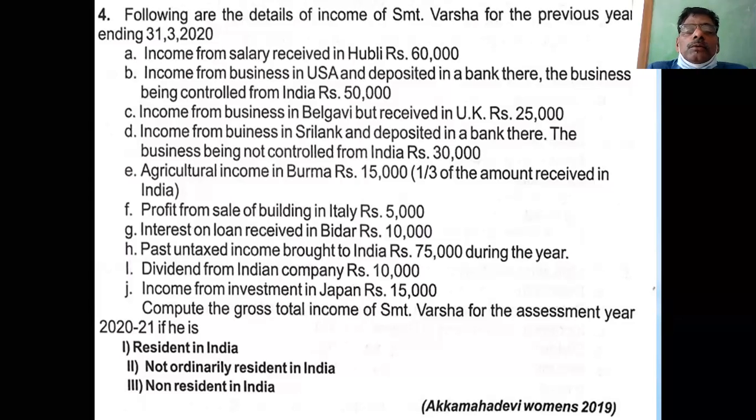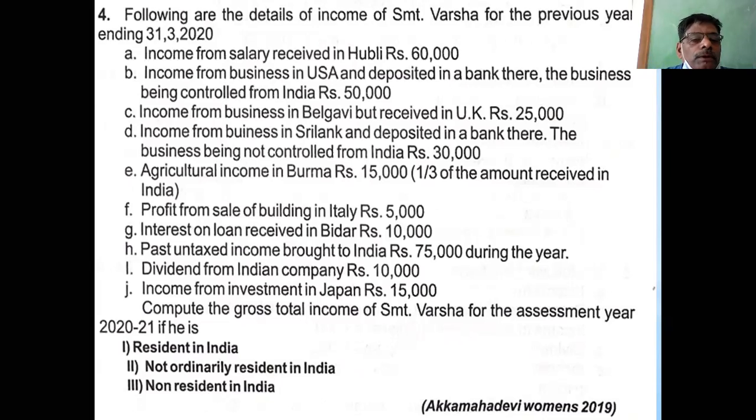You split the amount and record it. 15,000 is to be divided into 10,000 and 5,000. 5,000 is received in India. Therefore, you take it to all three columns. And the remaining 10,000 is not received in India and not earned in India. So it comes in the first column. First column 10,000 plus 5,000, and second column and third column only 5,000.